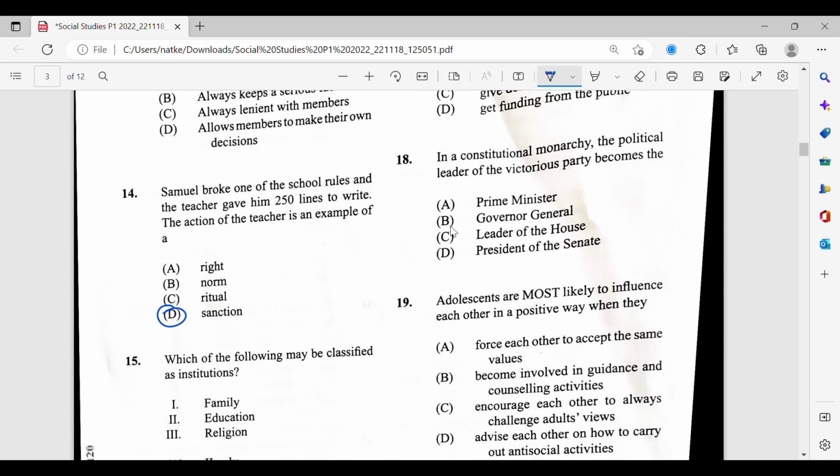Number 18. In a constitutional monarchy, the political leader of the victorious party becomes Prime Minister, Governor General, Leader of the House, or President of the Senate. So it says constitutional monarchy. So that person would have been the Prime Minister.